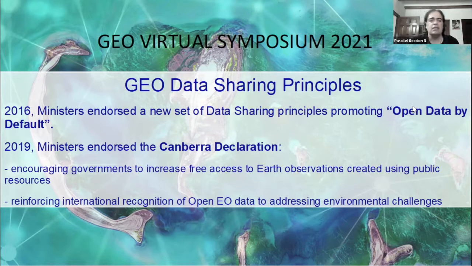In 2016, the ministers endorsed a new set of data sharing principles promoting open data by default. Also, in 2019, ministers endorsed the Canberra Declaration. In that initiative, governments were encouraged to increase free access to Earth observation created using public resources. It also fostered reinforcing the international recognition of open EO data to address environmental challenges.